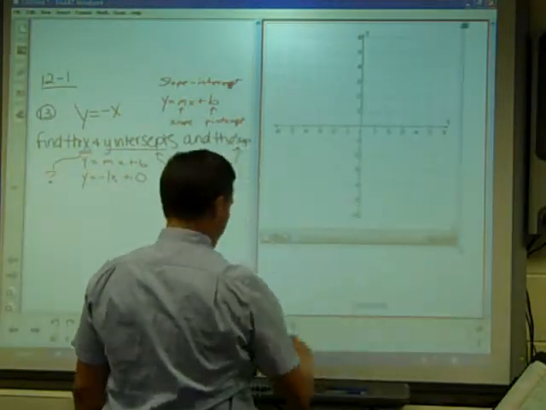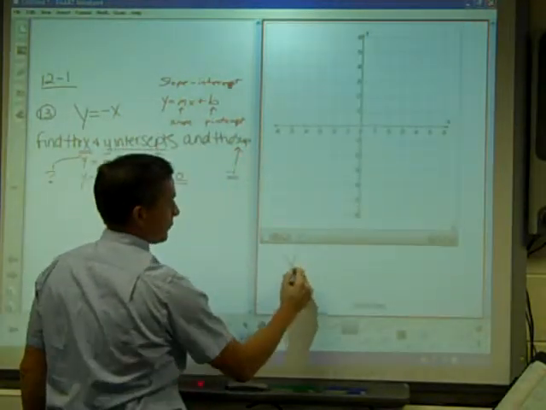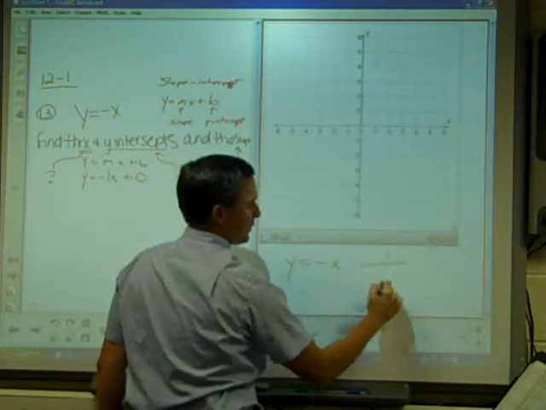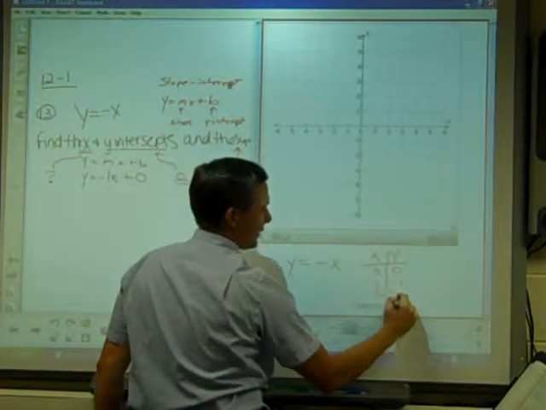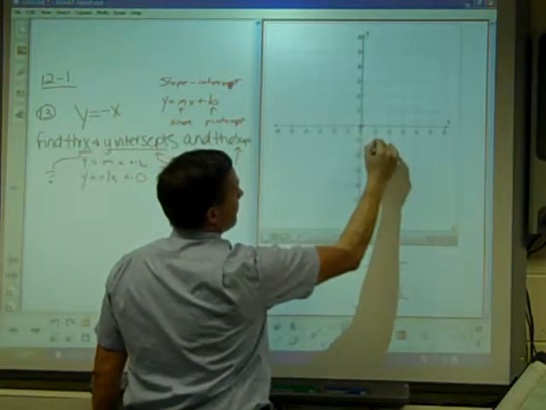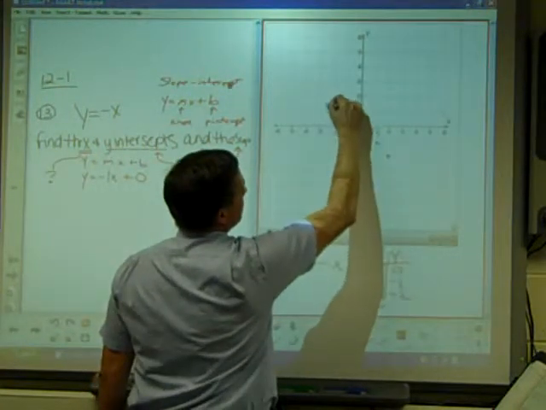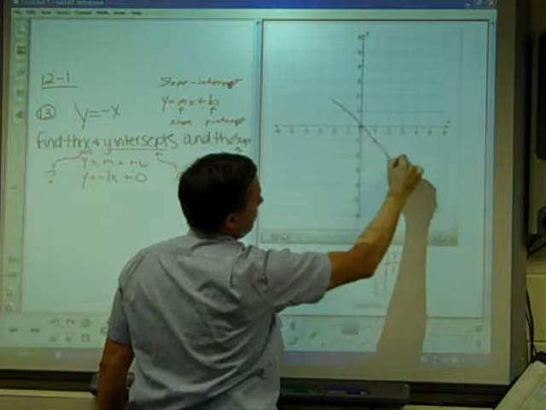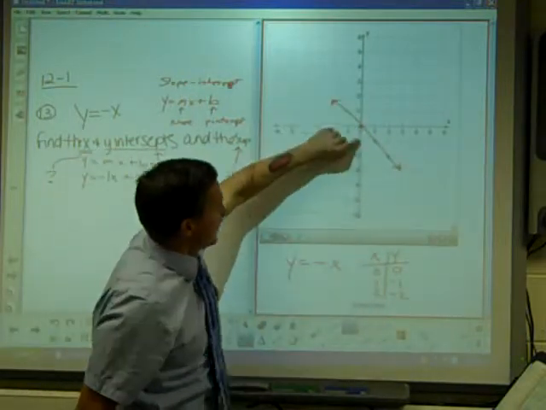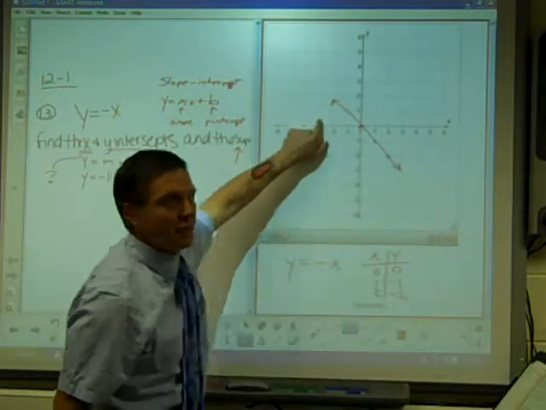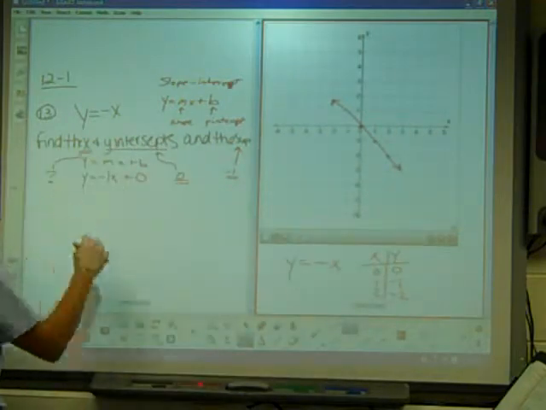One way to do it is to graph the line y equals negative x. If I do it as a table, and again, you can check the math that I'm correct, you get this. And you can see that it goes through the y-axis at 0, and it goes through the x-axis at 0. So it is 0.